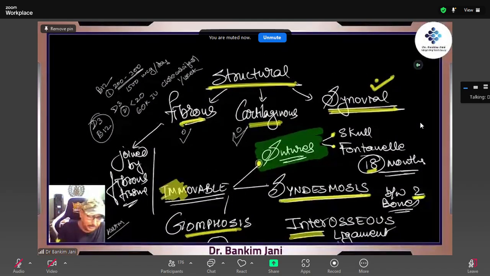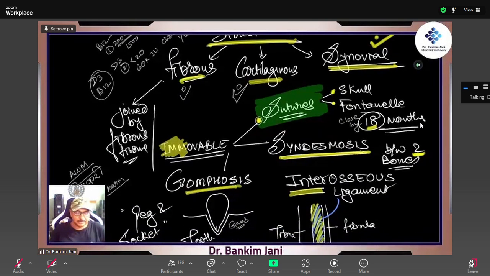So this is an immovable joint. Sutures means they are in the skull, right? And the fontanelles, they close by 18 months. Then comes syndesmosis. Syndesmosis, that is between two bones, right? Between two bones. So this is what we'll see.